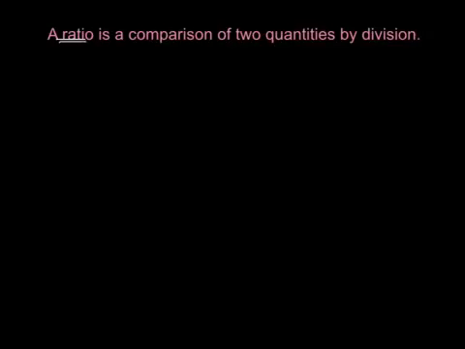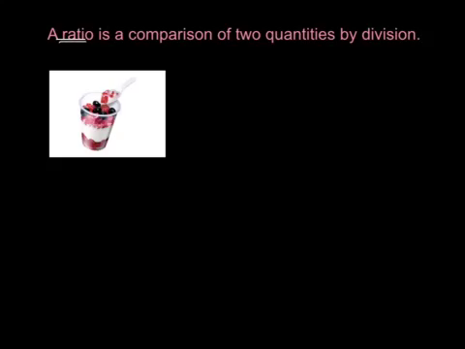The next chapter we're going to be studying is on ratios. A ratio is a comparison of two quantities by division. To make this concept easier to understand, let's use a fruit and yogurt parfait for an example. In this fruit and yogurt parfait, let's say there are 6 blueberries.